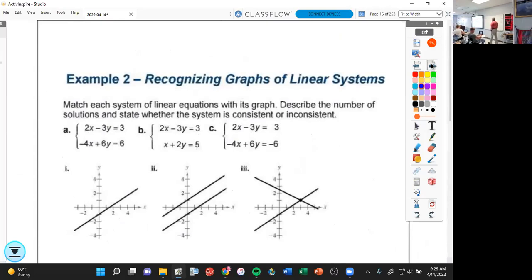So here are three systems, and it wants us to match each linear equation with the graph. We want to describe the number of solutions and state whether the system is consistent or inconsistent. Look at system A. What do you notice about those? They lie on top of each other. Do they? Are they the same?